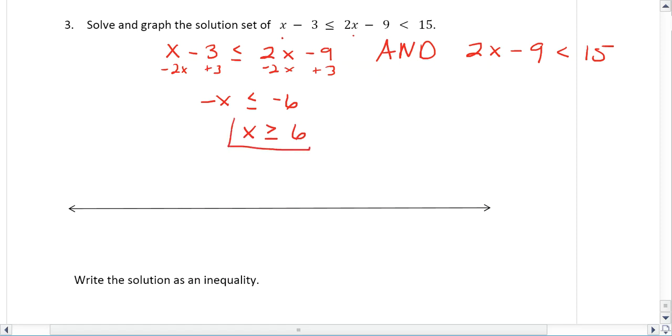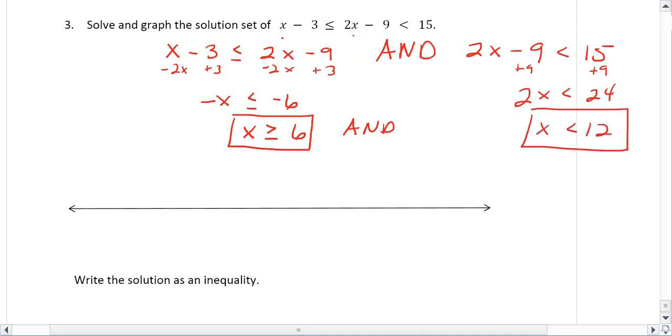So that's the first part of my conjunction. And then I have to come over here and I'm going to add a 9 to both sides, which gives me 2x less than 24. Divide by 2, I get x less than 12. So these are the 2 parts of this conjunction that we are going to put on the number line.